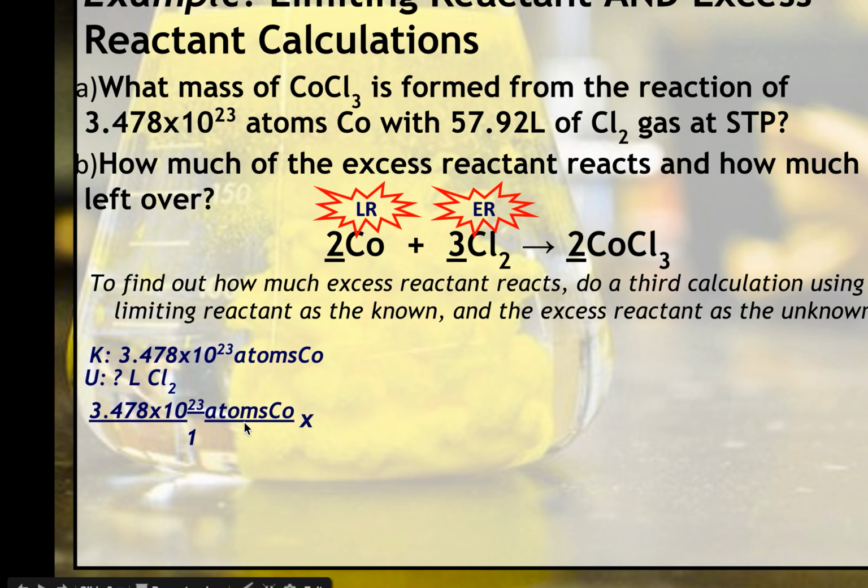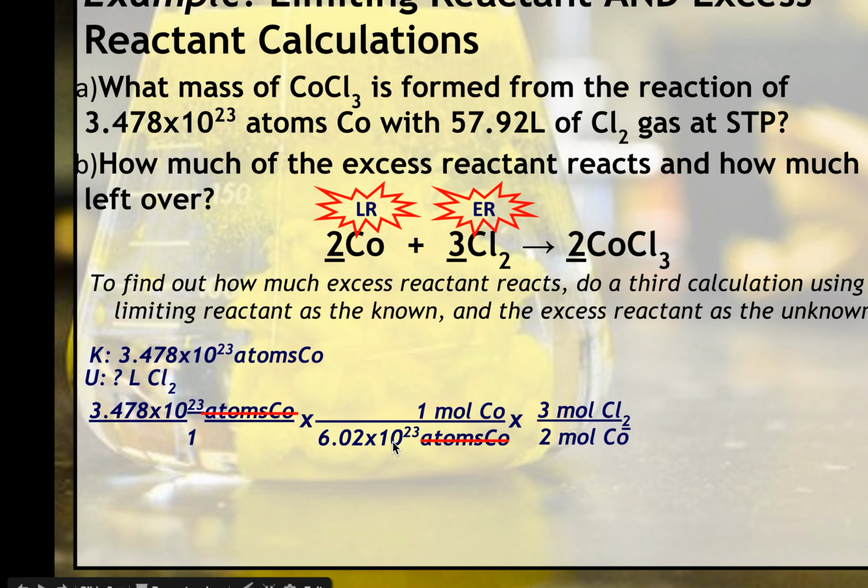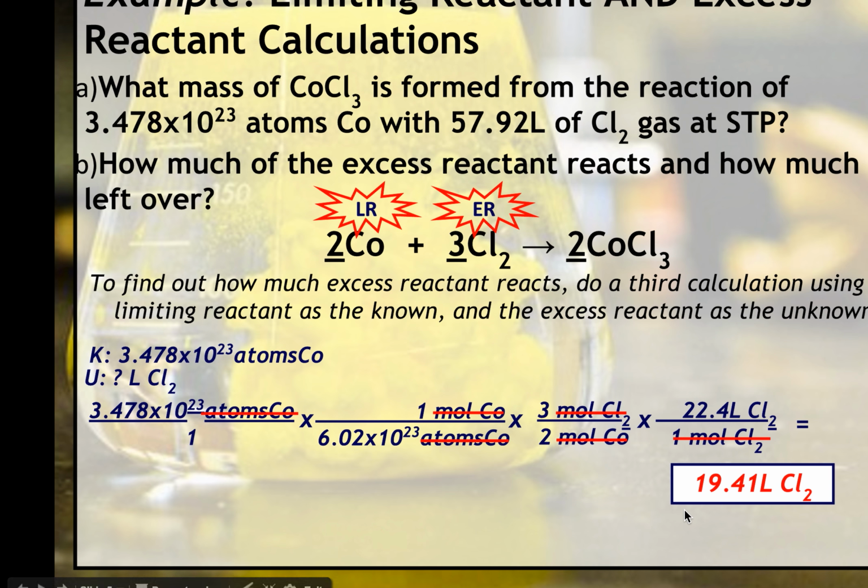So there's my conversion to number of moles. My mole ratio, 2 moles of cobalt per 3 moles of chlorine gas. One mole of chlorine gas has 22.4 liters. Now I'm finally to the unit that I need. The only unit that's left over is the one that I need, so I'm ready to put it in the calculator. And that's the amount of chlorine gas that I'm going to use.